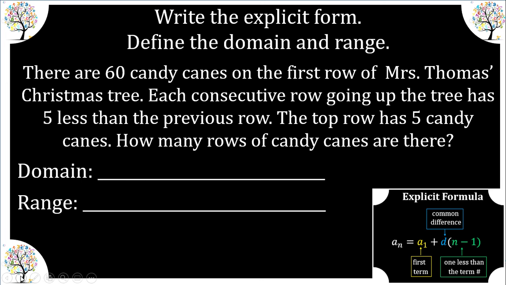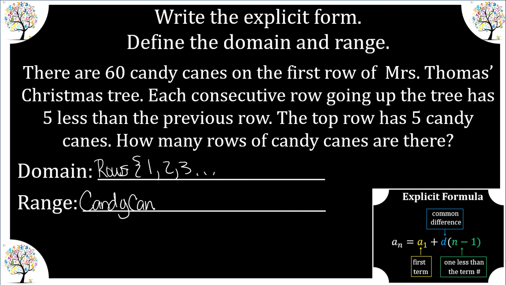Now let's take a look at our last problem. There are 60 candy canes on the first row of Miss Thomas's Christmas tree. Each consecutive row going up the tree has 5 less than the previous row. The top row has 5 candy canes. How many rows of candy canes are there? So there are 60 candy canes on the first row. So we're talking about rows because we have row 1, row 2, row 3, and then we have candy canes.